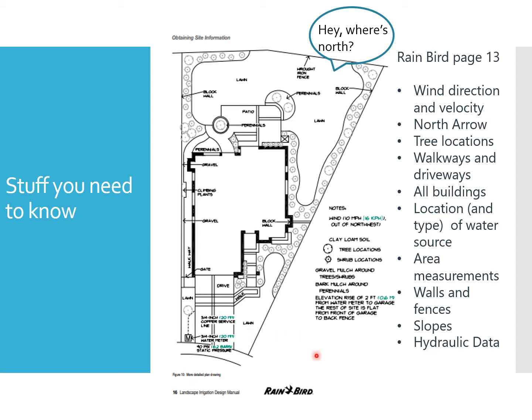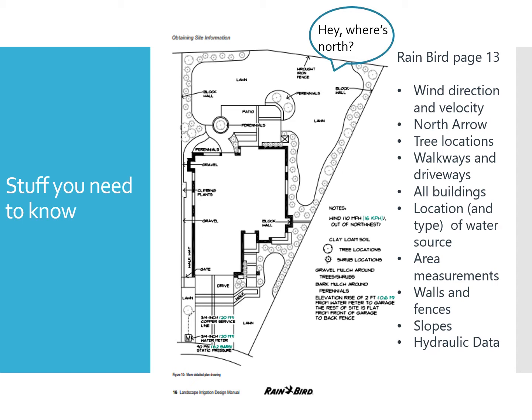And if you don't have those measurements on there, that can mess you up if you're not really sure what you're looking at. Knowing where walls and fences are, also that could be helpful, especially if you have trenching, or if you're going to be installing a spray system. You want to make sure that you're not going to be spraying any fences.